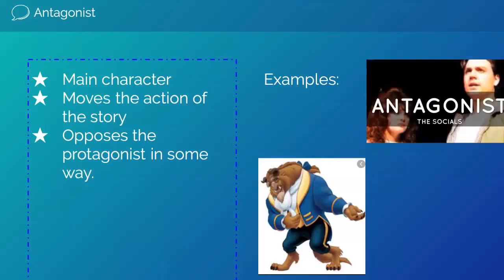The antagonist. The antagonist is also a main character. The reader does not usually like the antagonist, but sometimes how we feel about the antagonist can change, and the antagonist helps move along the action of the story. From The Outsiders, Ponyboy does not have just one antagonist. He has a group of antagonists, and we call that group the Socials. And from Beauty and the Beast, the antagonist is the Beast because he antagonizes or harasses or bothers Belle.